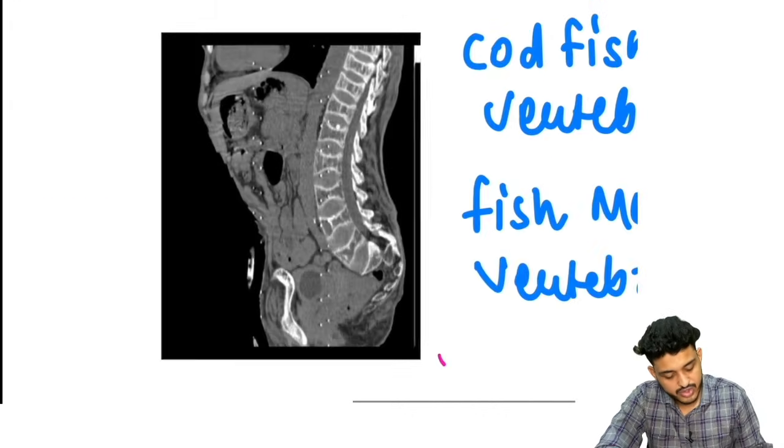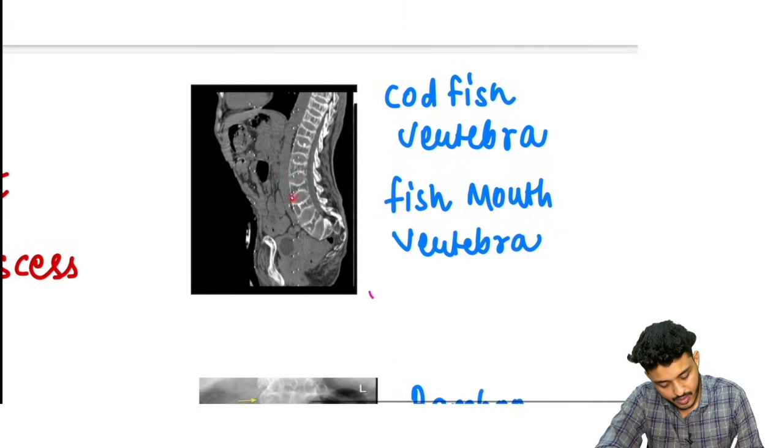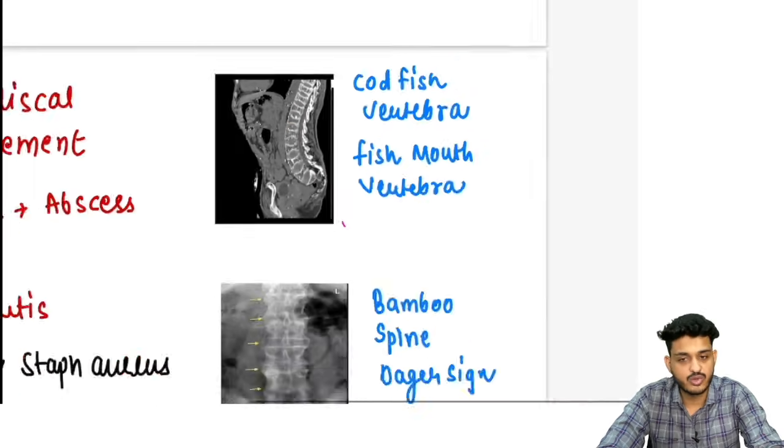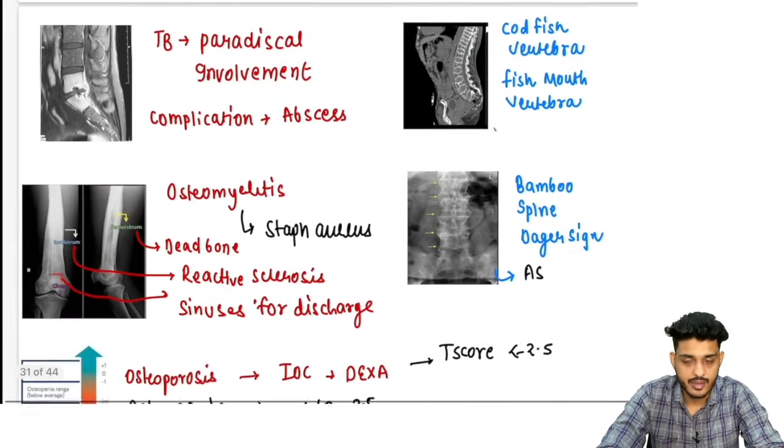Then we have got codfish vertebra. This is your codfish vertebra that we are having. Codfish-like vertebra that we are having. So this is going to be the fish mouth vertebra that you can have over here, right?